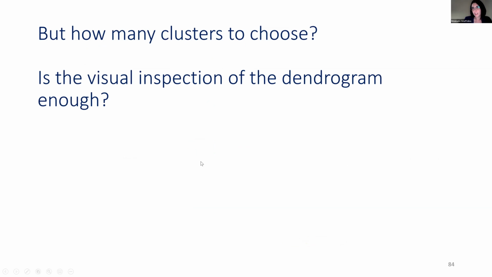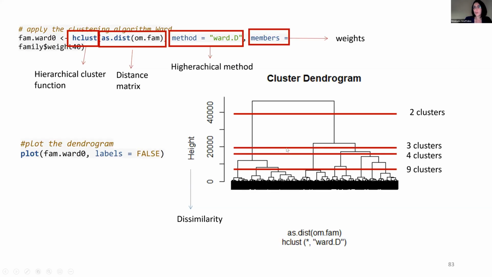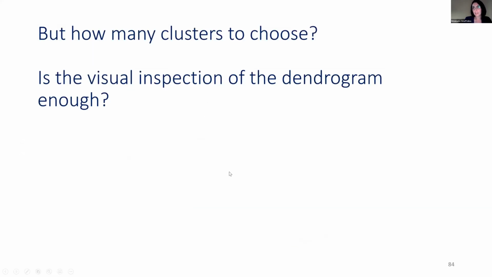But how many clusters then? Is it sufficient to look at this kind of dry figure here to decide what is meaningful for us? What are the types that are meaningful for our research question? Well, it is not sufficient. We can have an idea about what happens there, but a visual inspection of something else other than the dendrogram is necessary.